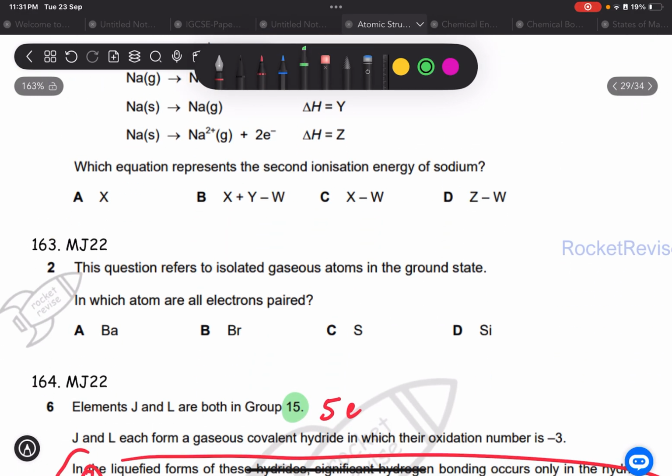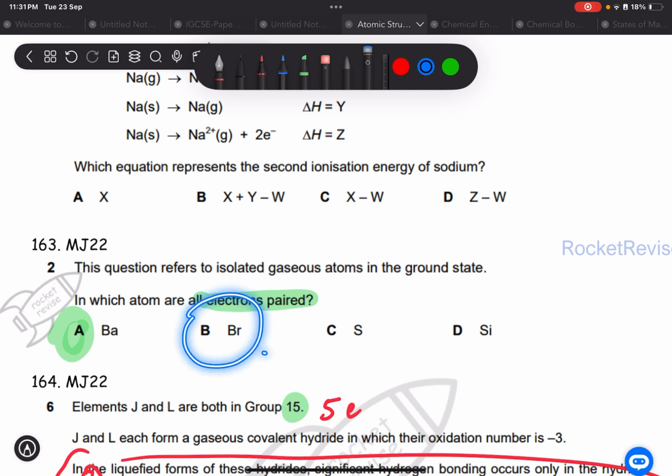This was easy. This question refers to an isolated gaseous atom in ground state. In which atom are all electrons paired? You just look at the periodic table and you know it's barium. How do I know it's barium? Easy peasy, because bromine is going to be 3p 1, 2, 3, 4, 5. The last shell, not 3p, it might be 4p, but it's going to be p5, the last subshell. For sulfur, it's going to be p4. For silicon, it's going to be p2.